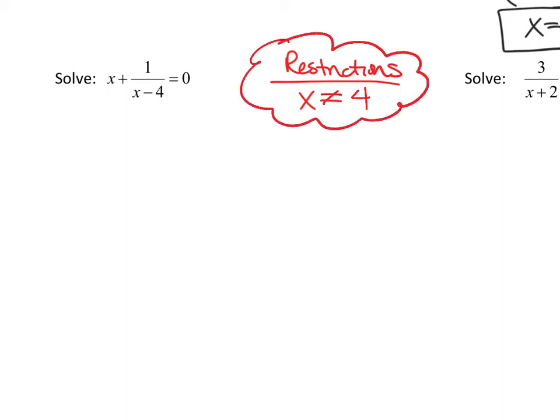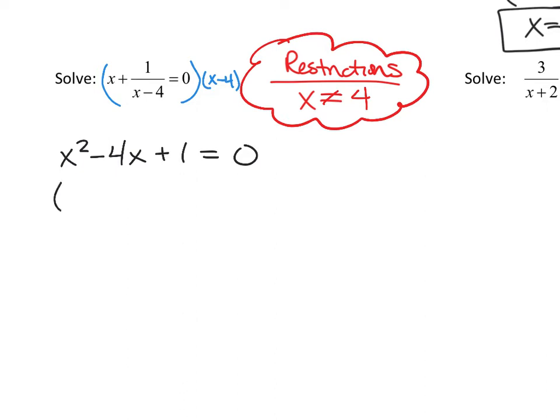So we're going to start off this problem, since we've already found the restrictions, by just multiplying it by its denominator. Which means that, and again, I'm skipping the step where I'm showing you the distribution, this would be x squared minus 4x plus 1, those denominators cancel, equal to 0 times x minus 4, which is 0. So I've done the distribution and simplification already.